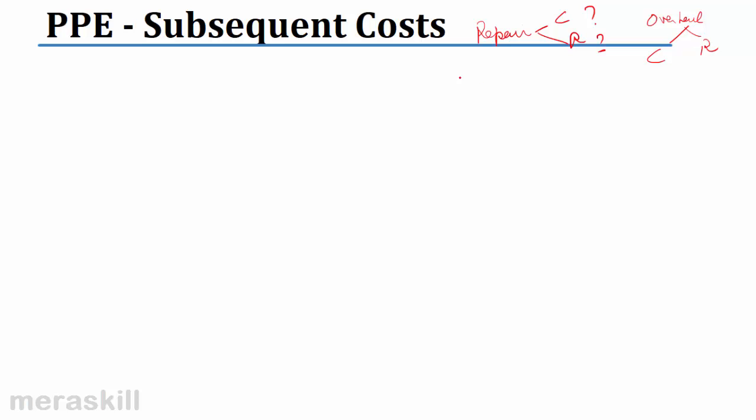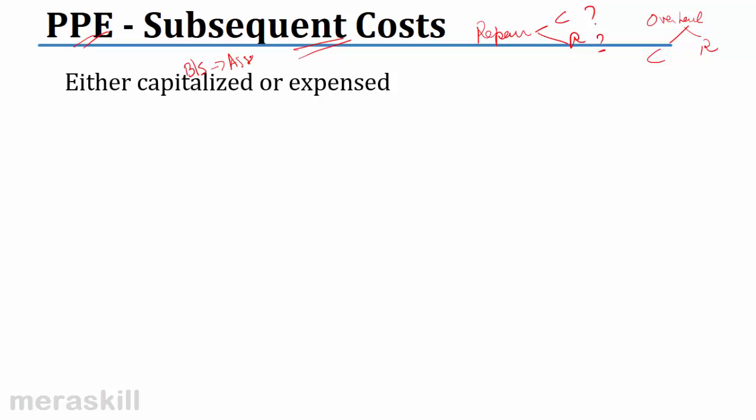These are the questions with relation to subsequent costs on your property, plant and equipment. So it is either capitalized or expensed. If it's capitalized, it goes to the balance sheet and becomes a part of the asset. We add it to the cost of the machine. Or it is an expense, which means it goes to the income statement. It is just an expense for the particular period.